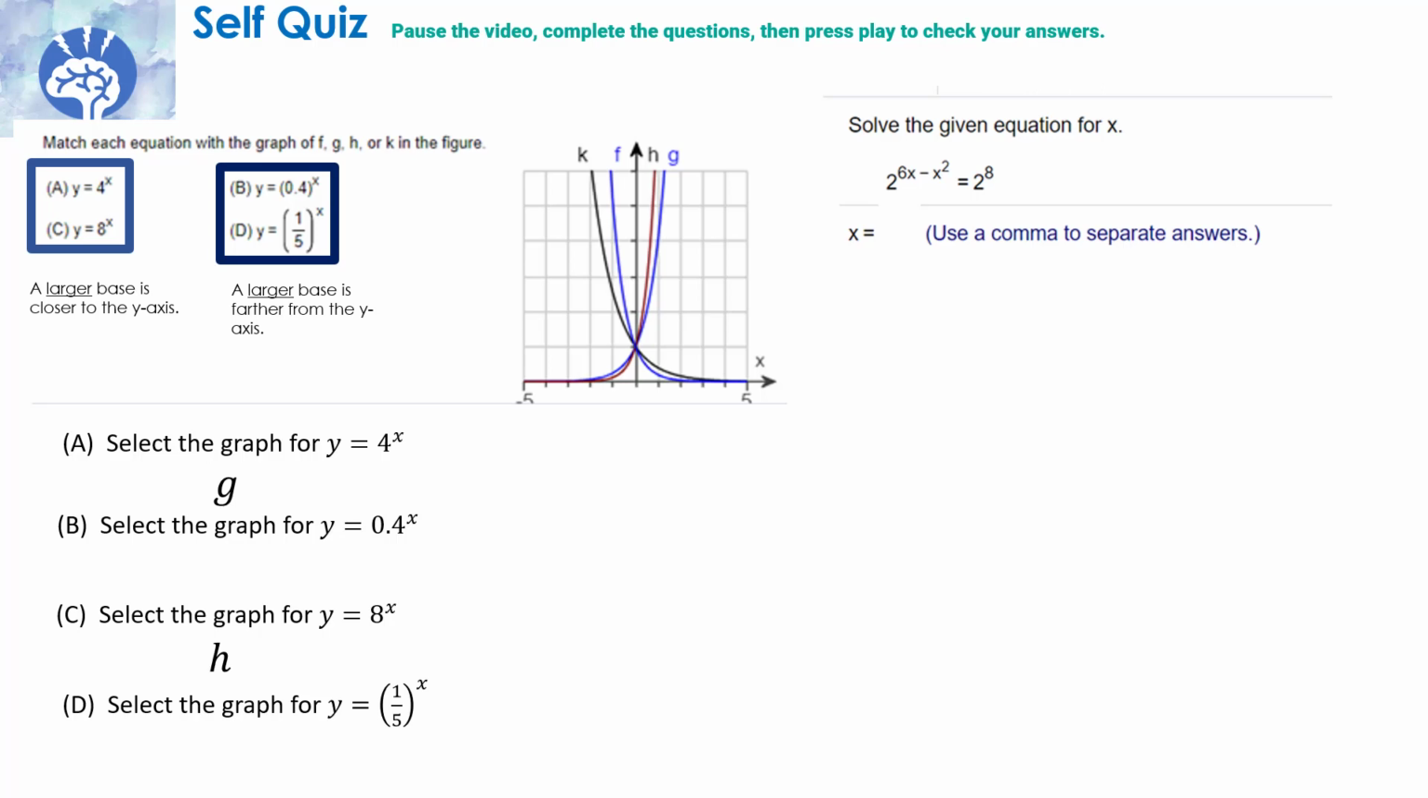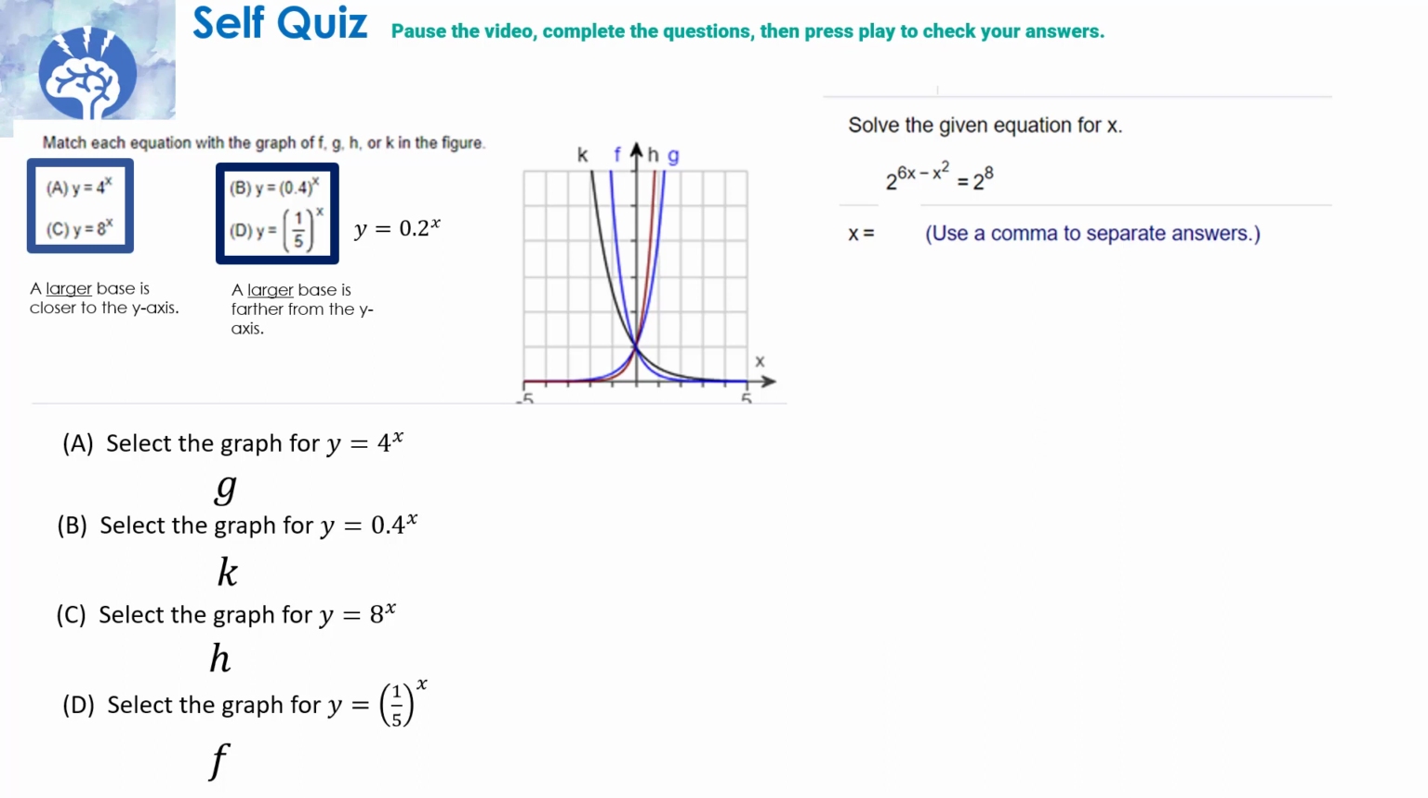Now let's look at B and D. Select the graph for y equals 0.4 to the x. Select the graph for y equals 1/5 x. That's the same thing as 0.2 to the x. A larger base is farther from the y-axis. So which is bigger, 0.4 or 0.2? Yep, 0.4 is farther from the y-axis, so that's going to be k. And then D, of course, is f.